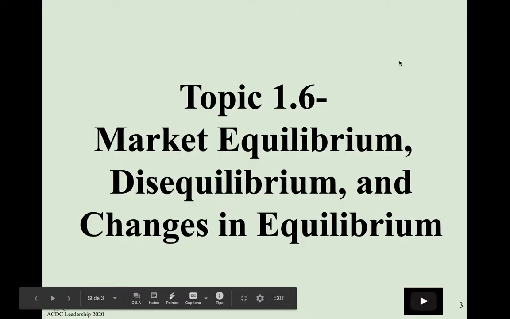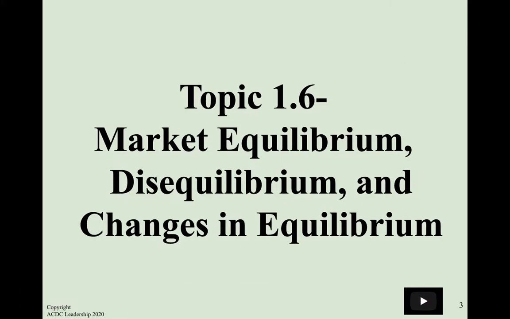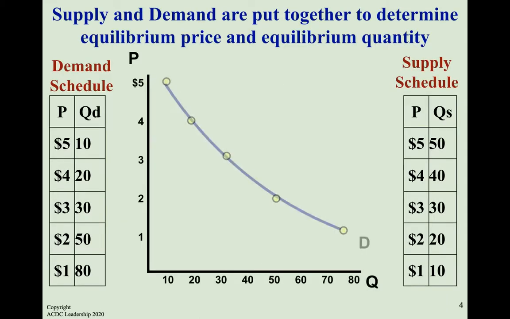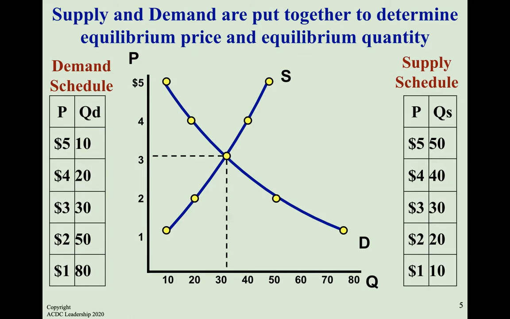Today we're going to talk about topic 1.6, which is market equilibrium, disequilibrium, and changes in equilibrium. So here we have a supply and demand curve. When you put them together, you get what's called equilibrium price and equilibrium quantity, or essentially where supply and demand meet.